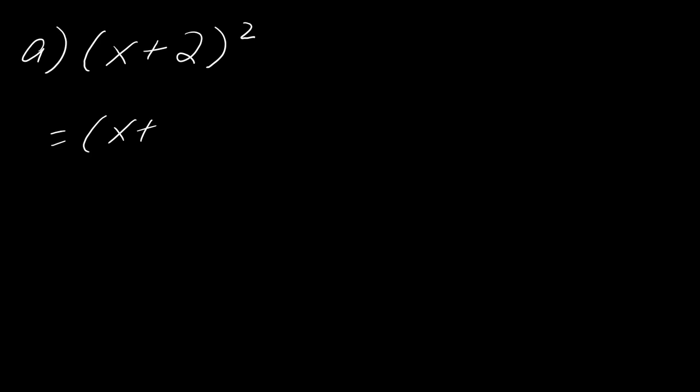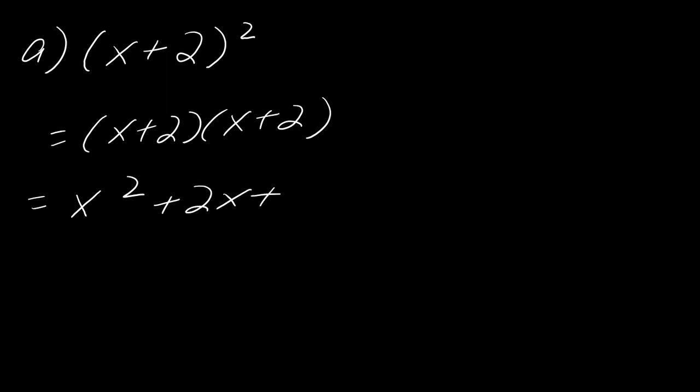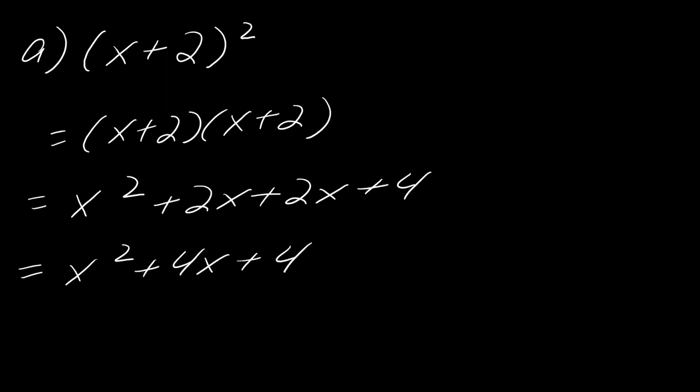So if I rewrite this as x plus 2 times x plus 2, I should get x squared plus 2x plus 2x plus 4. So this will be x squared plus 4x plus 4.